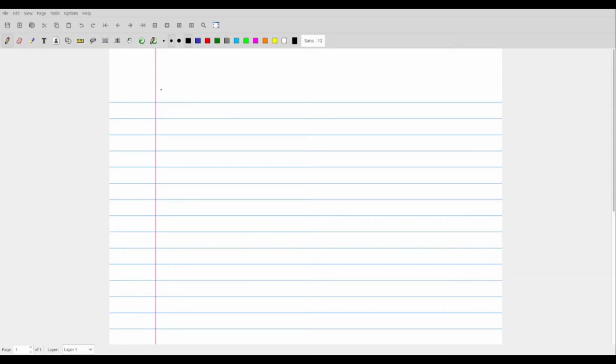So let's write this down. We're going to be finding the volume of various solids of revolution. And the first thing we'll talk about is what's called the method of slicing.